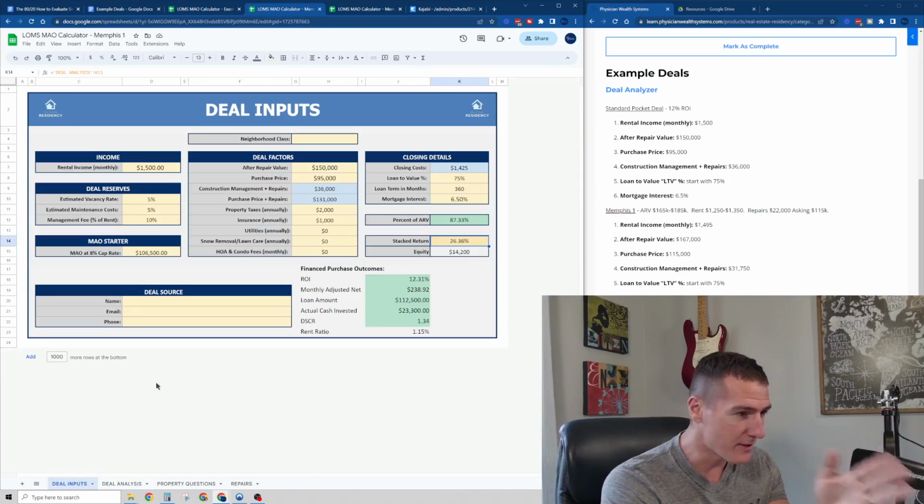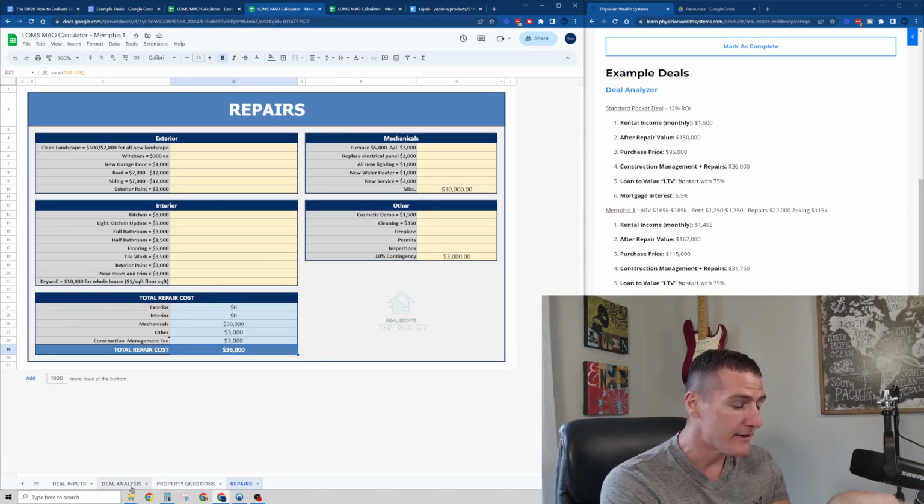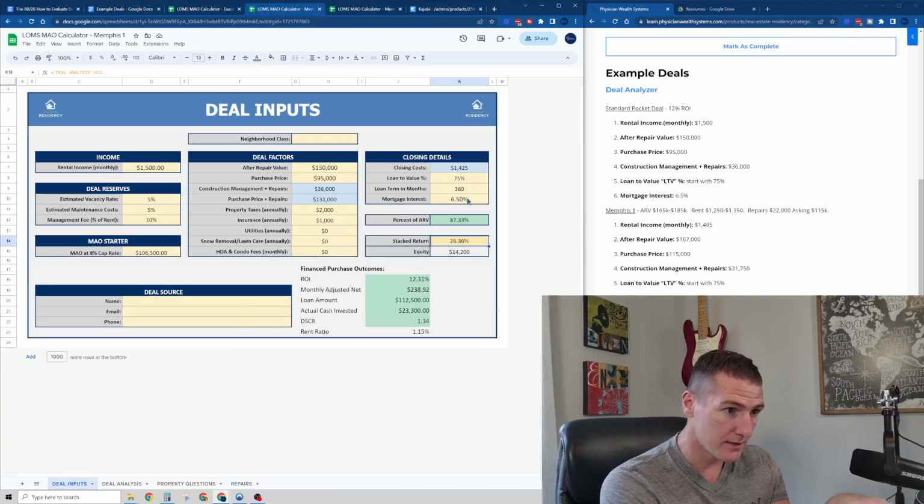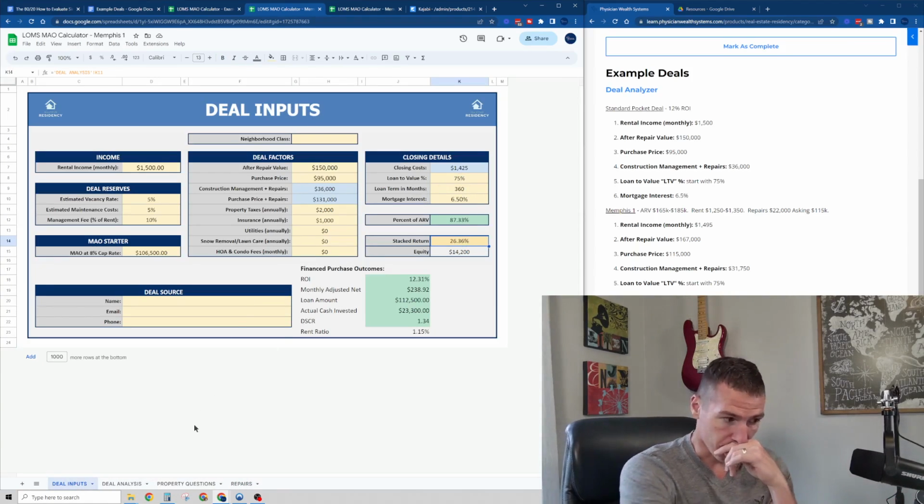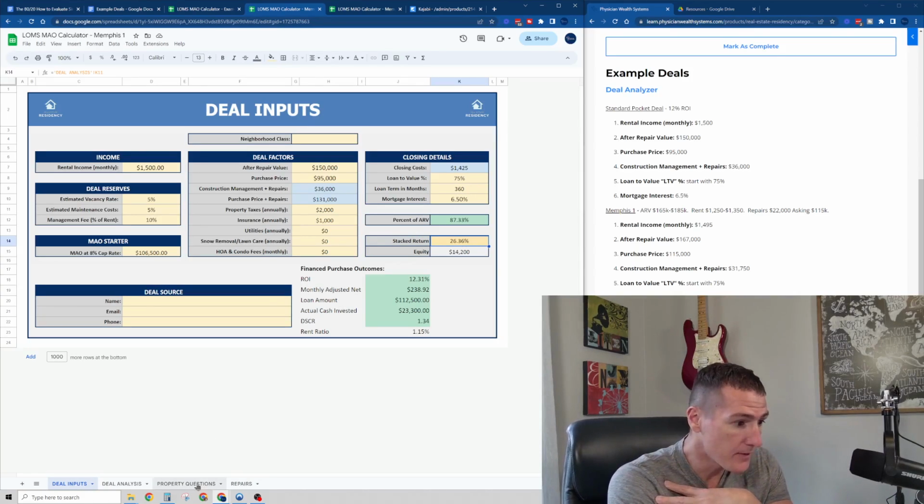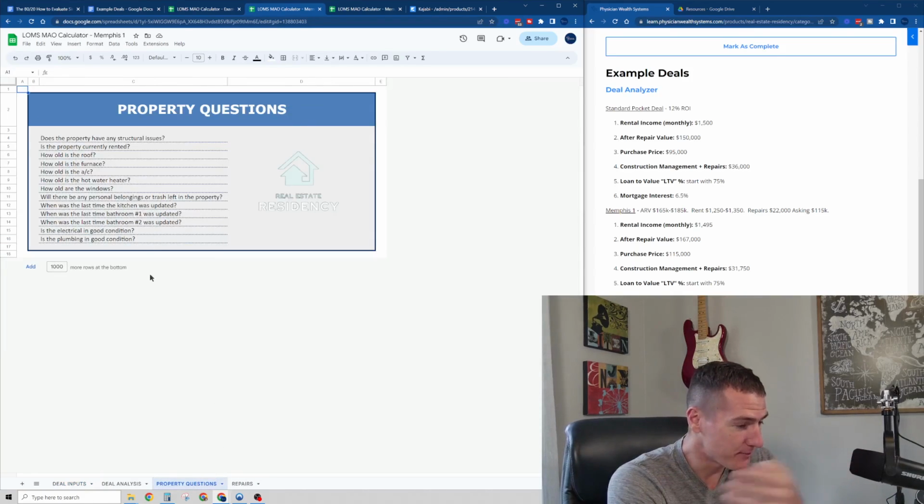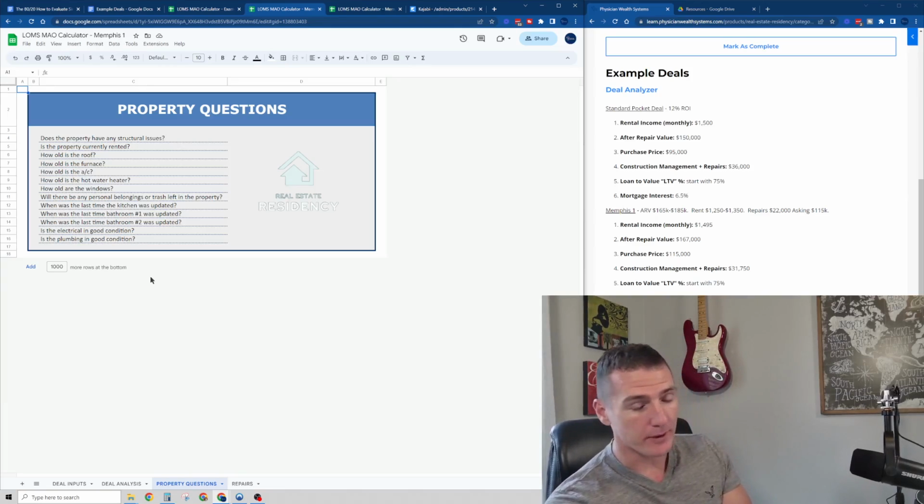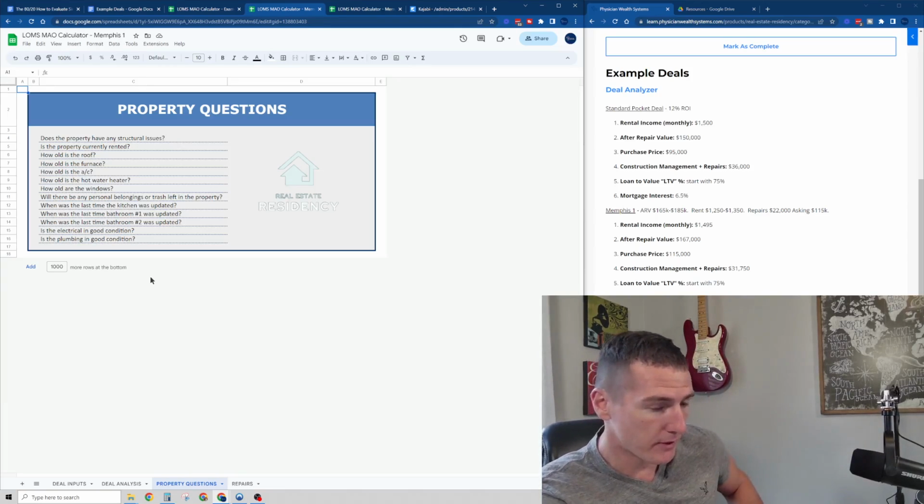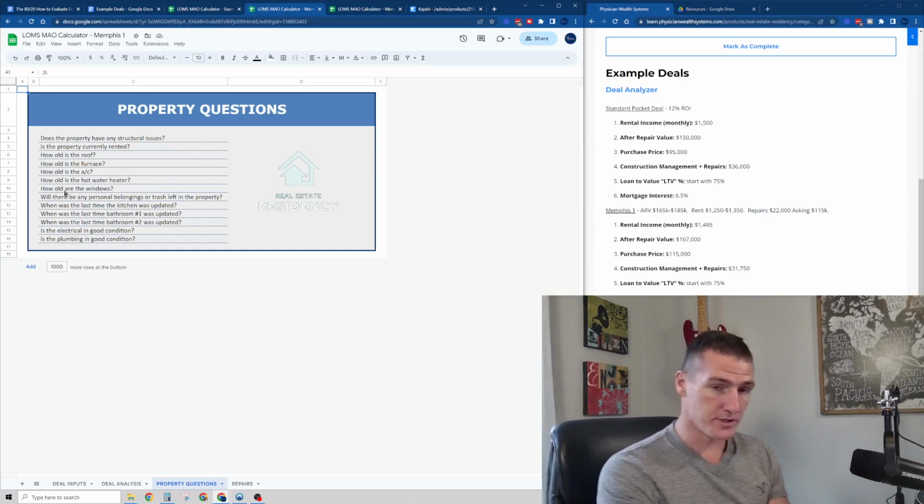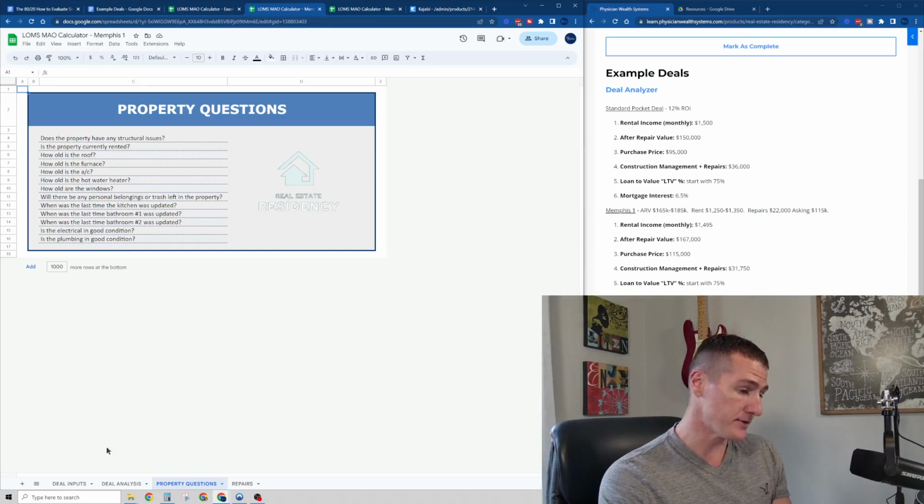Deal inputs, simple. 1, 2, 3, 4 is on the repair side. 5 is back to deal inputs here, and 6 is here as well too. And the other thing that's on this sheet is property questions when you're going through your repairs. We had that module showing you how we looked at repairs, but you can ask these simple questions and really get right into the pocket what repairs need to be made.